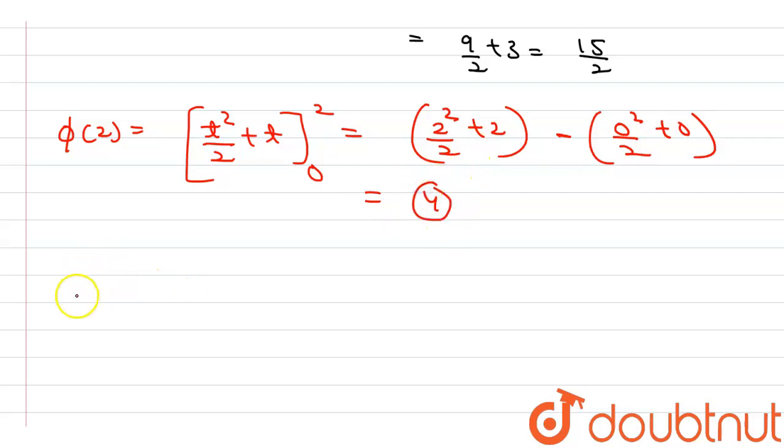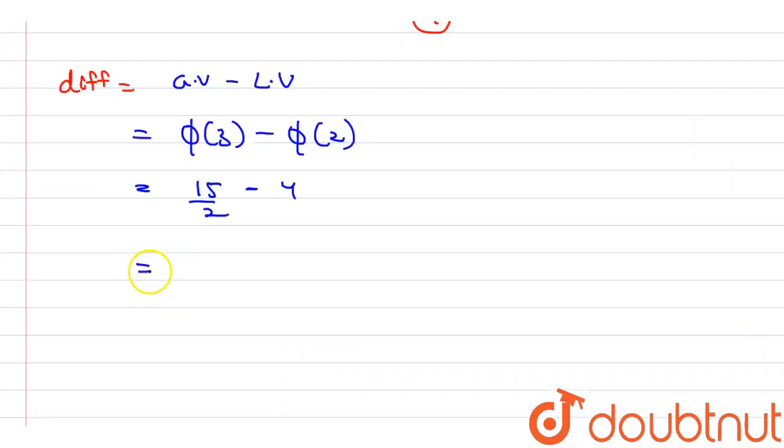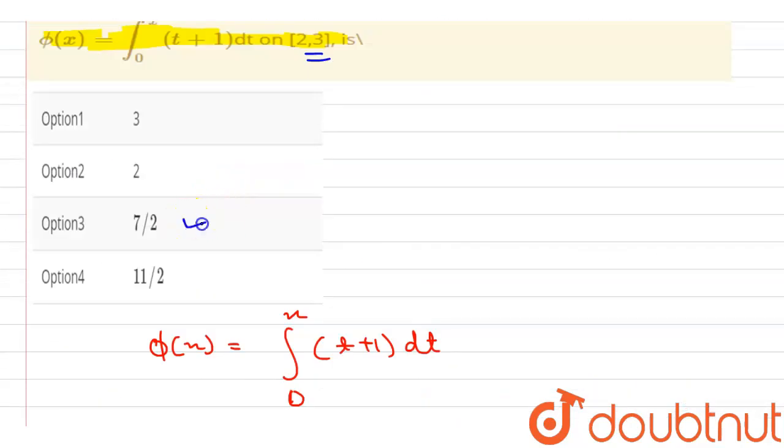Now we have to find the difference. The difference is the greatest value minus the least value, so phi of 3 minus phi of 2. Phi of 3 is 15/2 and phi of 2 is 4. So this equals 15 minus 8 over 2, which is 7/2. So this is our answer, and from the options we can say that option number 3 is correct.